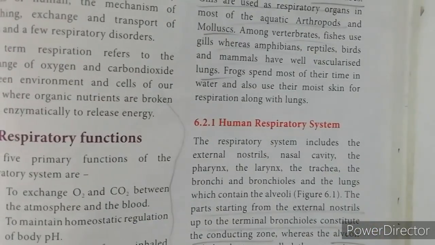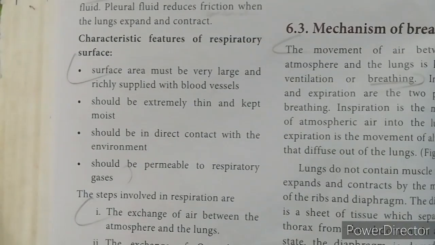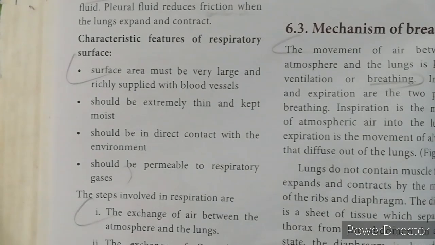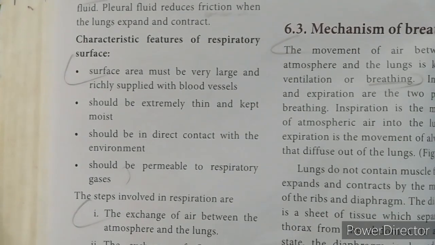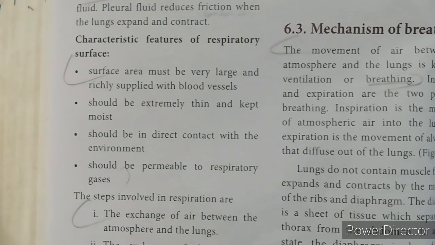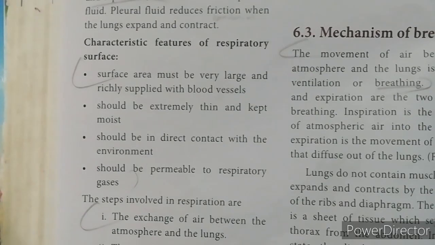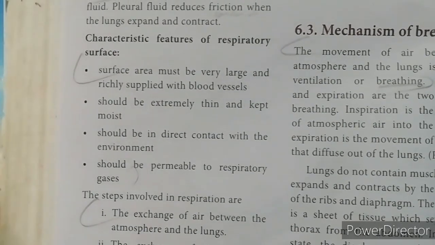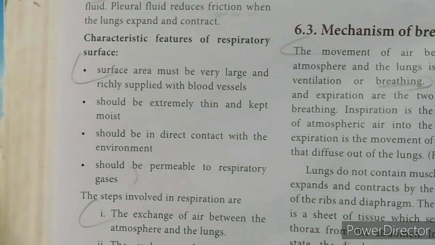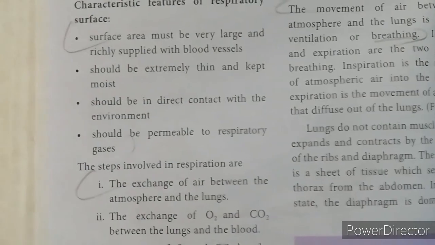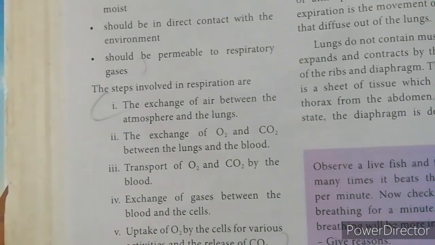5-mark question, right? Sometimes they can ask only about the tracheal region, or only about the lungs, or only about the nostrils region, pharynx region, or all together also they can ask. Then what these are made up of, which kind of cells, you can learn as a 1-mark question, otherwise as a 5-mark question. Finally, the characteristic features of the respiratory surface and the steps involved in respiration, on page number 124. These are the things you can learn before we meet in the next class.